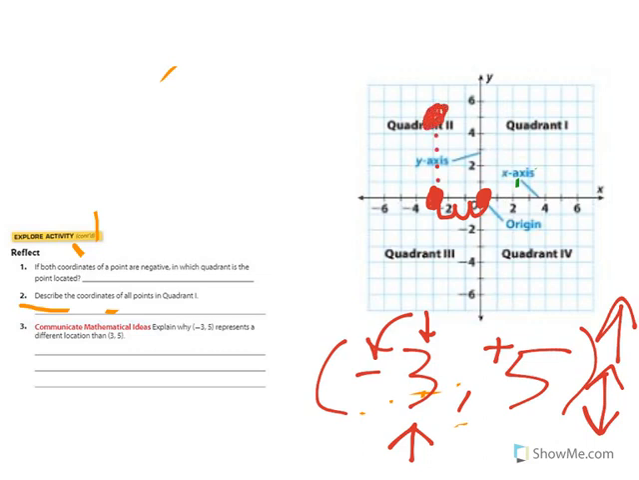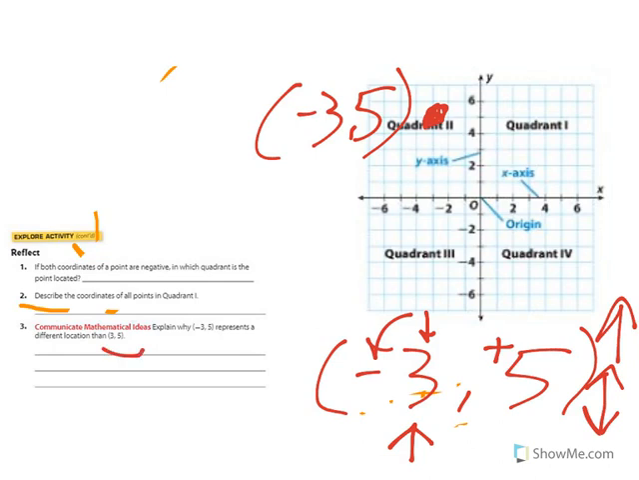So this is technically the point that they're asking for first. I should always label my point as well. It's helpful to do that. So negative 3, 5. And it says, why does it represent a different location than 3, 5? Alright, so what does that mean? Let's write that over here.